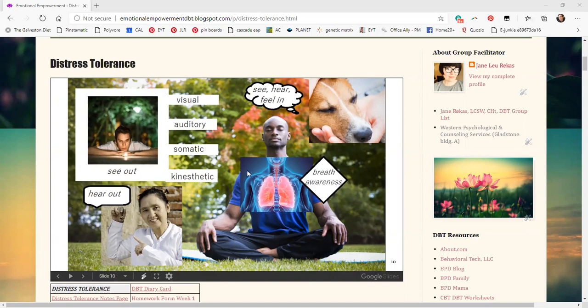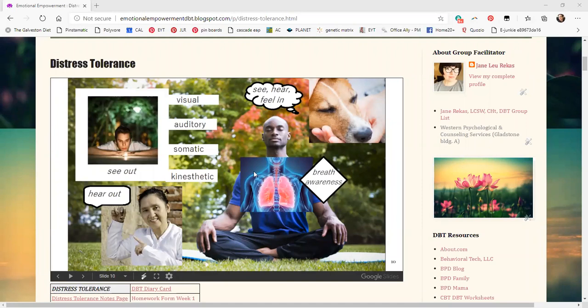And kinesthetic can also include using a mandala or a mala or worry beads, as they're sometimes referred to, where you would count your breath while counting the beads on the strand.